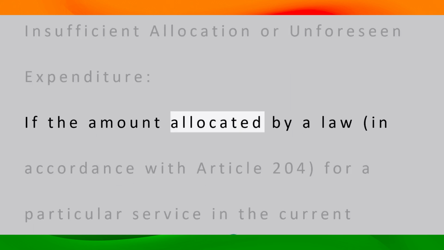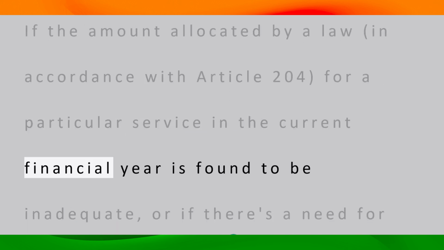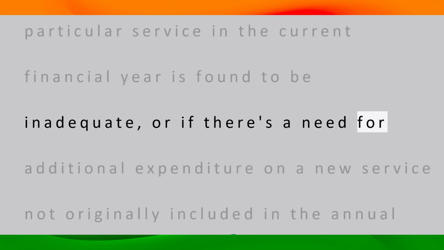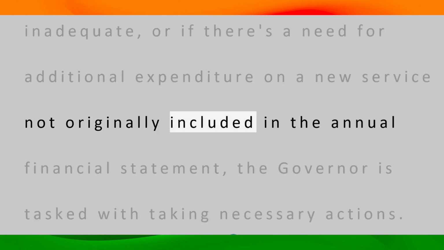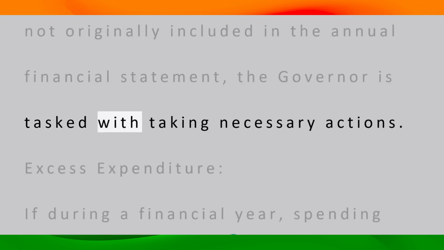If the amount allocated by a law, in accordance with Article 204, for a particular service in the current financial year is found to be inadequate, or if there's a need for additional expenditure on a new service not originally included in the annual financial statement, the governor is tasked with taking necessary actions.